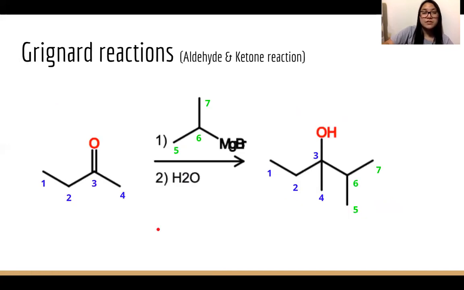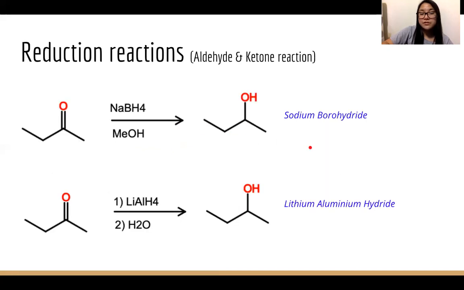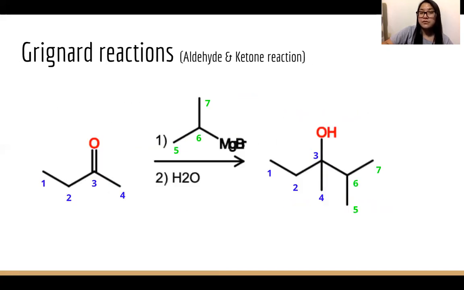The last reaction we're going to talk about is a Grignard reaction. You can see that the carbonyl still does get reduced down to an alcohol, but the difference between these reducing agents and the Grignard reaction is that the Grignard reaction is a bond-forming reaction. So in addition to forming an alcohol, the bond is going to be formed between carbon 6 and 3, which is depicted right here. This is the bond that is made.